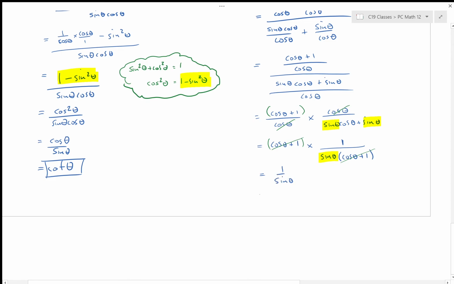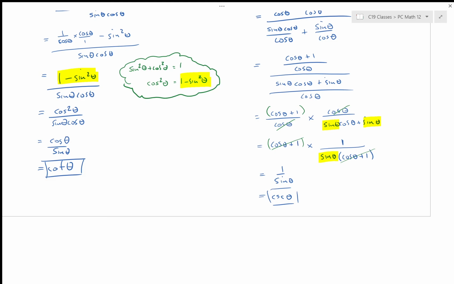And 1 over sine theta is equal to cosecant theta. Okay, so that question has a lot going on in it, but it's an important question. A lot of fraction math is happening. It's very confusing as you're working through these things, but you have to be confident in your algebra and make sure that you're not making any weird reducing mistakes.